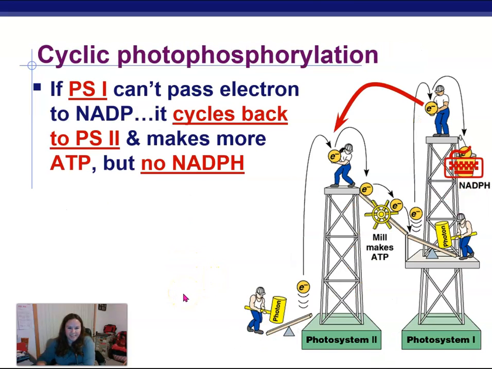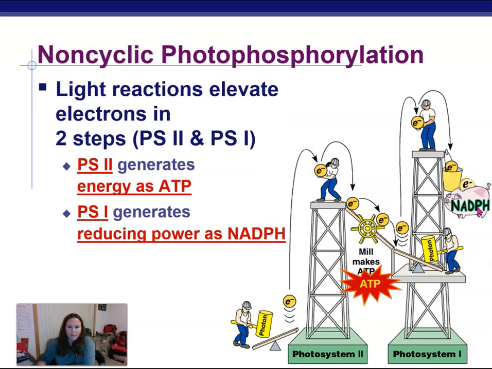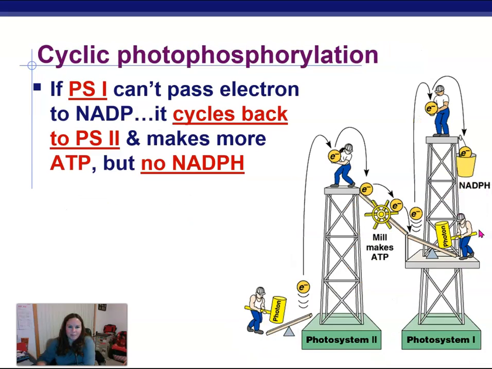But sometimes some things happen. If things are kind of held up in the Calvin cycle, maybe there's not enough carbon dioxide or something like that. If things are held up and this last electron can't get past to the NADPH, then we're going to have to kind of get things backed up a little bit. So this is where we call it cyclic photophosphorylation.